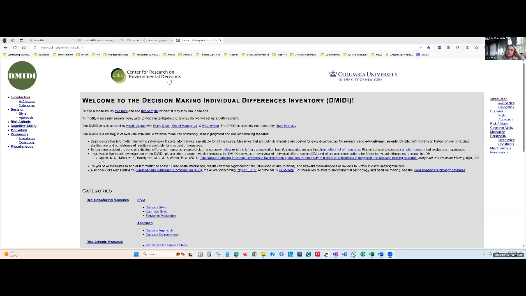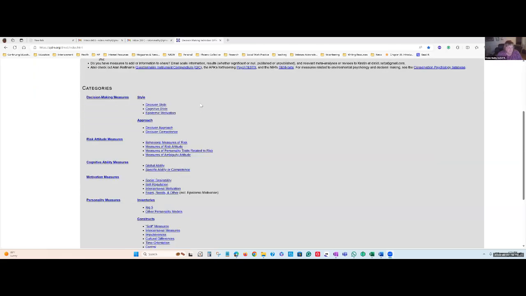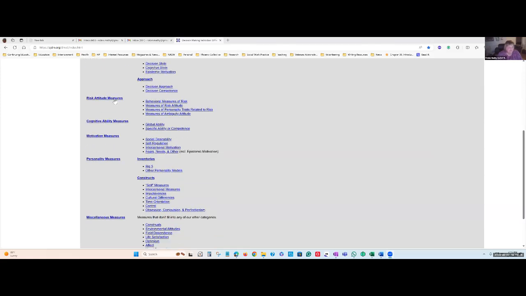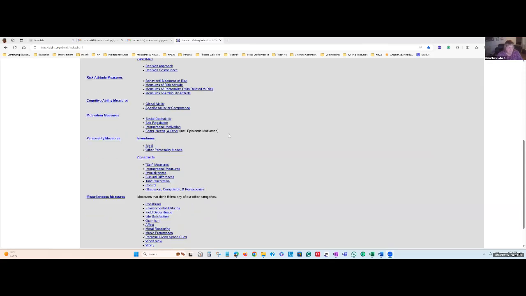It's got an odd name because it says Center for Research on Environmental Decisions, but it is really about the decision making individual differences inventory. And I don't know why they call it that because there are tons of inventories. It's not just one, and they're not all about decision making. They have some on decision making measures, but they also have risk attitude measures, cognitive ability measures, motivation measures.